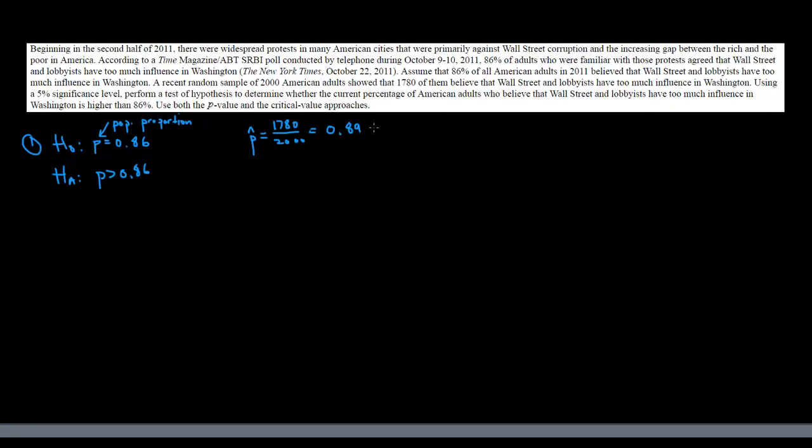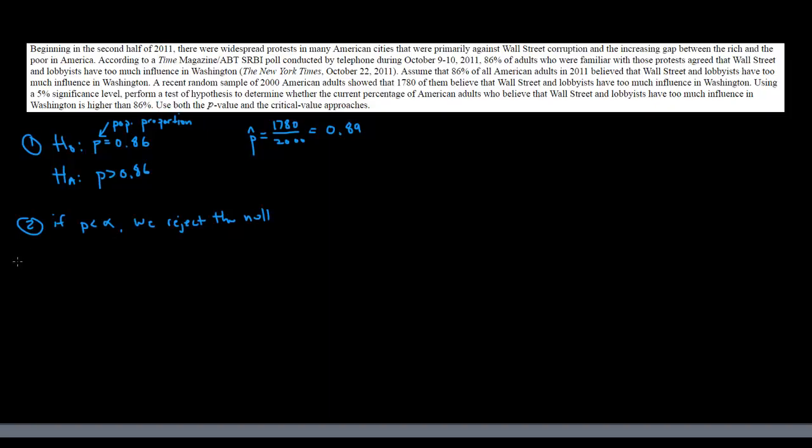So that's step one. Step two would be to draw your null model usually. But since we're using technology, all I have to say is if P is less than alpha, we reject the null. That's all I gotta say. If P is less than alpha, we reject the null. If P is greater than alpha, we'll fail to reject the null.